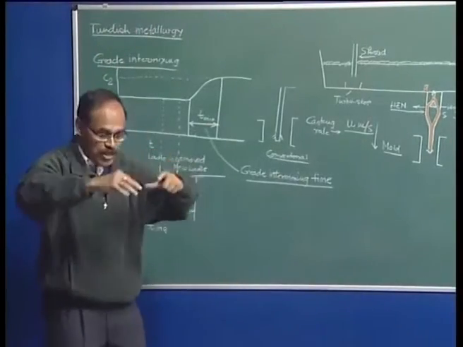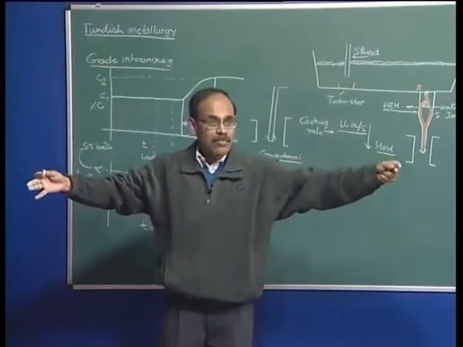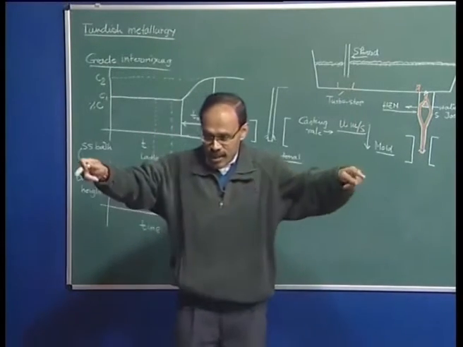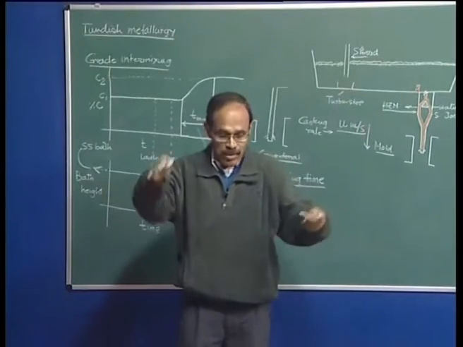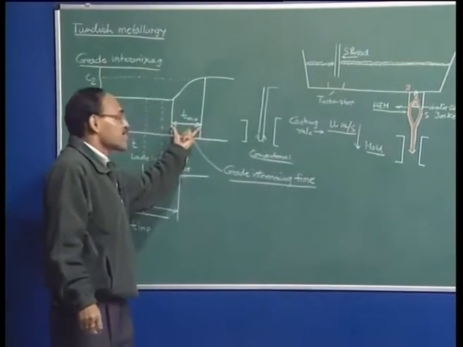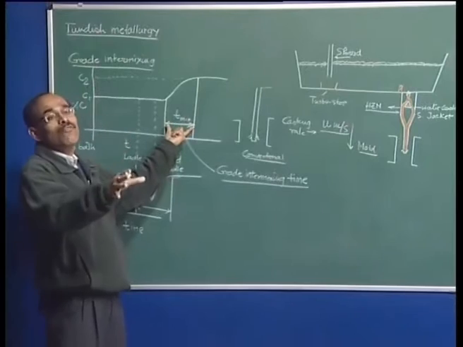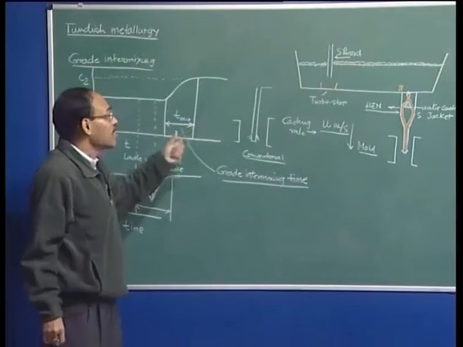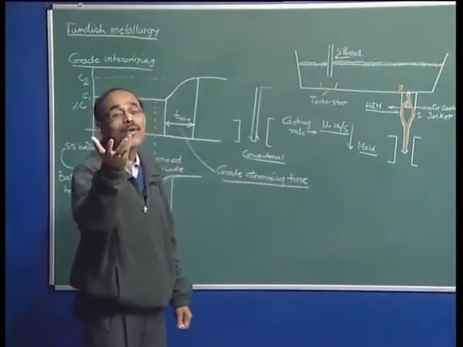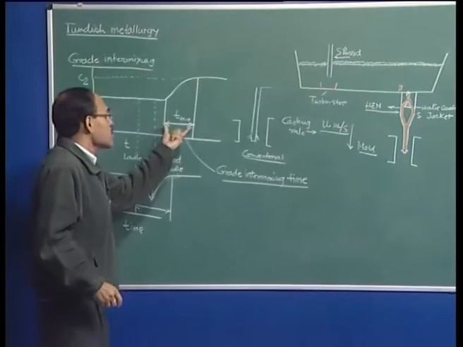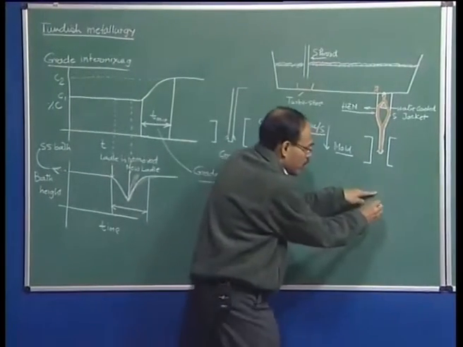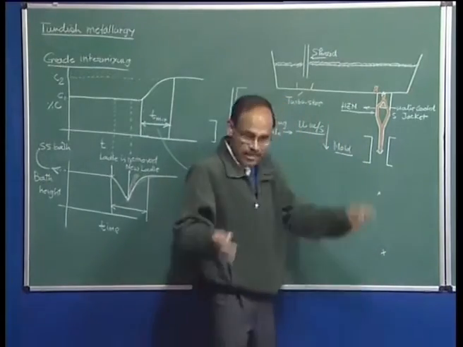Now, if I know the cross section of the slab, for example, the slab may be 1500 millimeter wide and 200 millimeter thick. So, I know the cross section. If I multiply that length with this cross sectional area, I am going to get the volume of slab corresponding to this grade intermixing time, and I can convert that volume into mass of steel and then say that the mass of the transition slab is so many tons. So, by knowing this, I should be able to pinpoint from where to where, this point to this point, the transition length is going to occur.